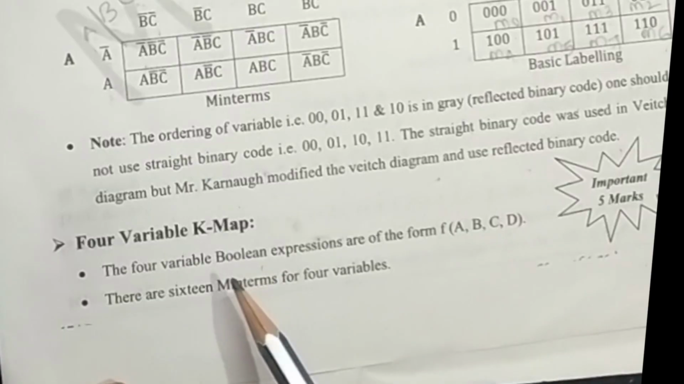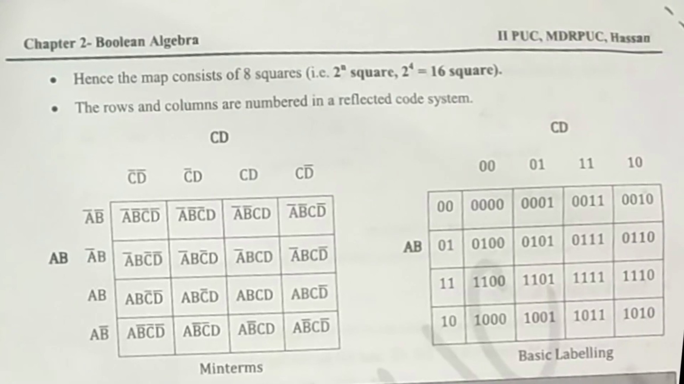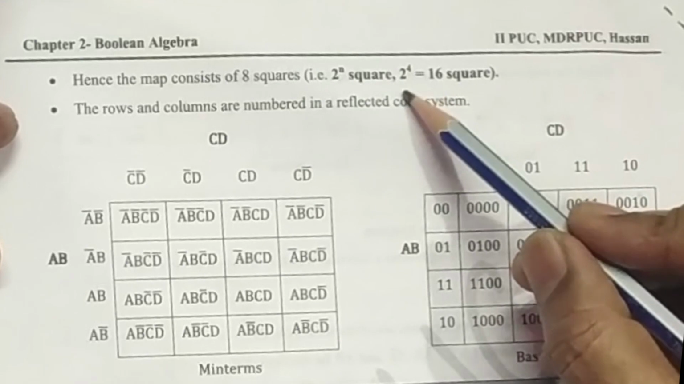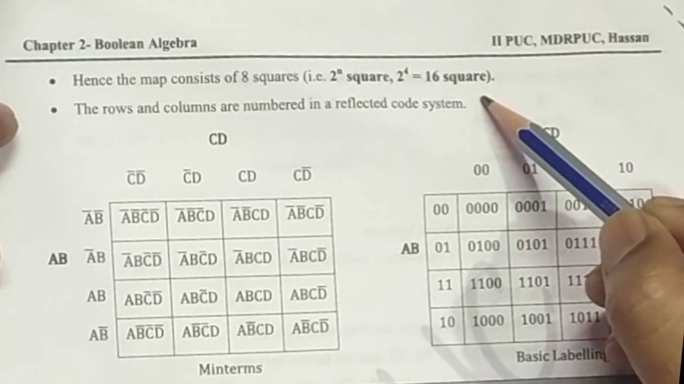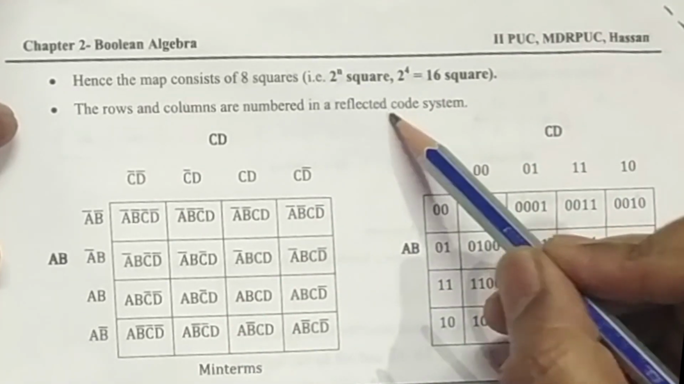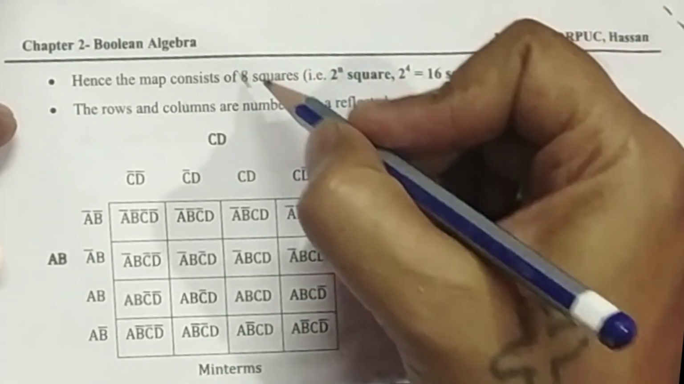Then the 4 variable K-map. Four variable Boolean expressions are of the form f(a, b, c, d). That is four variables, so it is 2 raised to 4, equal to 16 min terms. The map consists of 2 raised to n squares, that is 2 raised to 4, equal to 16 squares. Totally 16 squares, not 8. There are 16 squares.